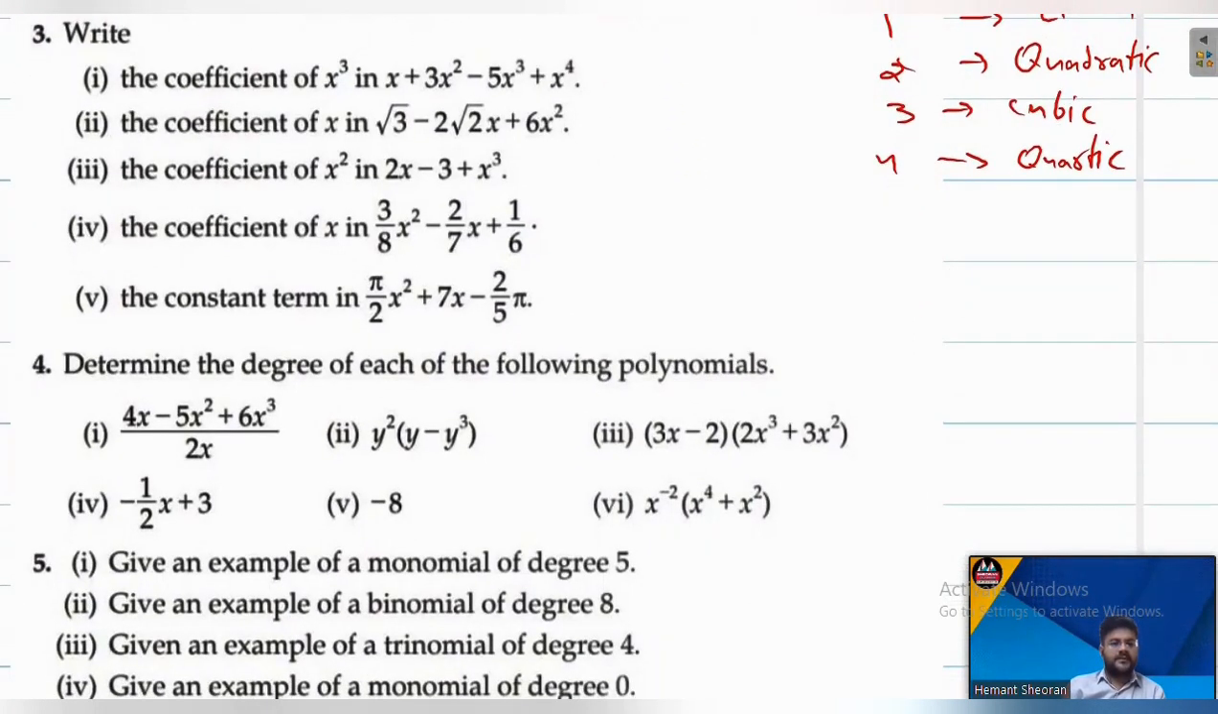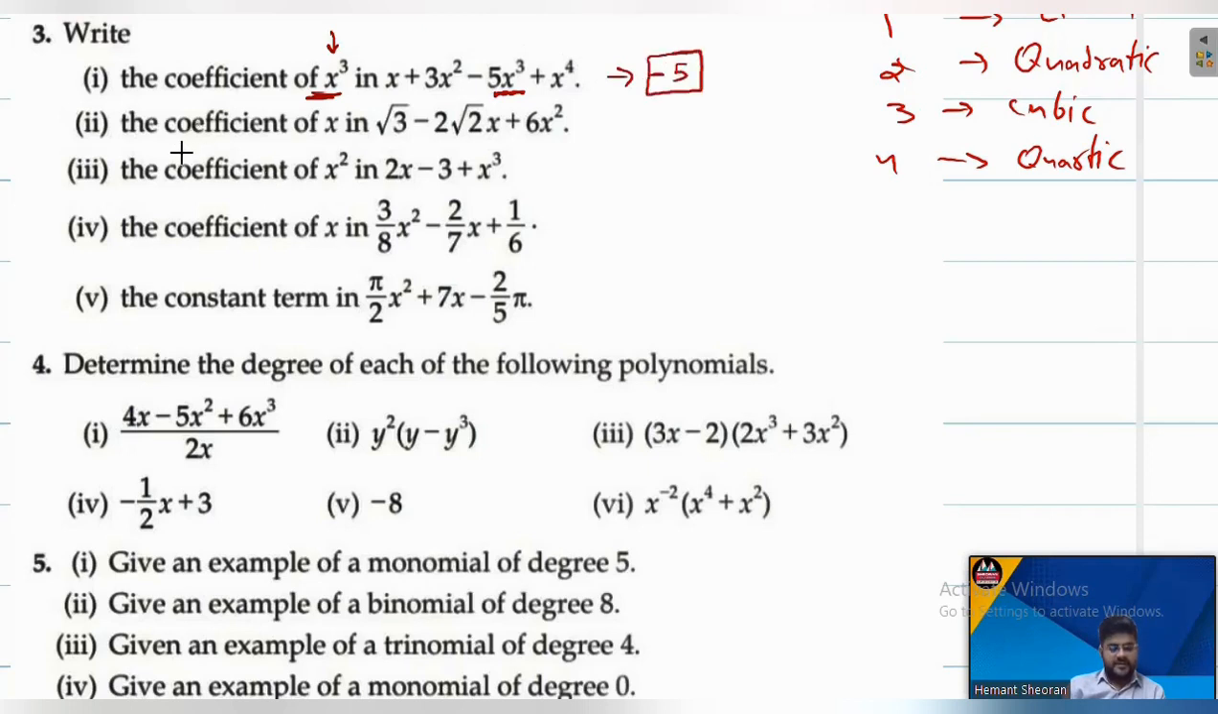Then the question number 3. You have to write down the coefficient of x cube. So Darshil, what's the coefficient of x cube in it? Do you remember what the coefficient was? It's the number which is in multiplication with the variable. So they are talking about the variable x cube. If we just focus on x cube, what's the coefficient of it? 1. Are you sure? This is x cube. Negative 5.